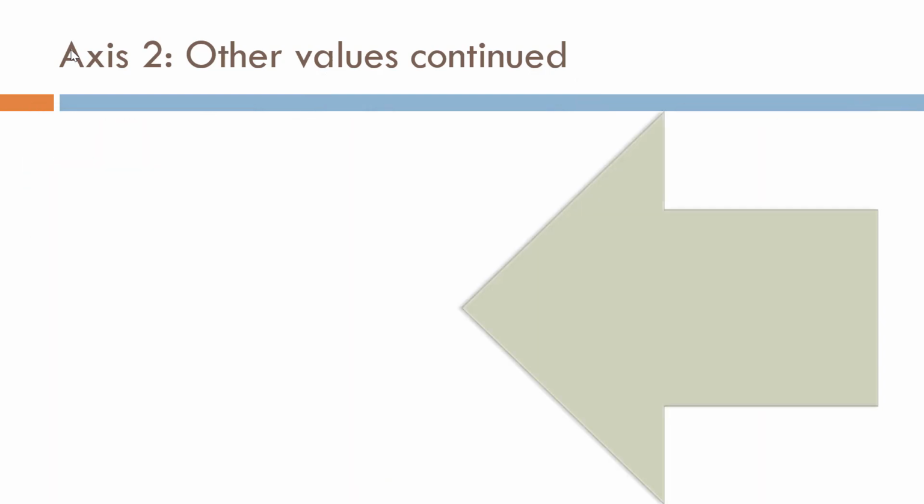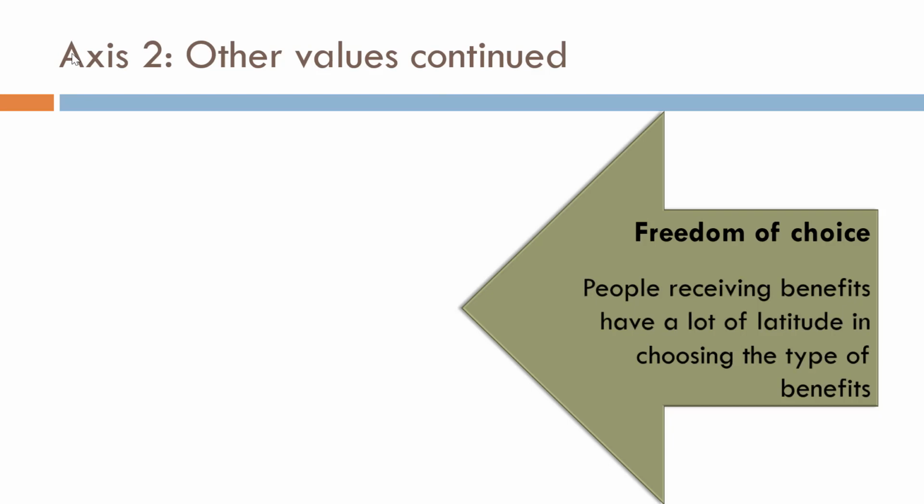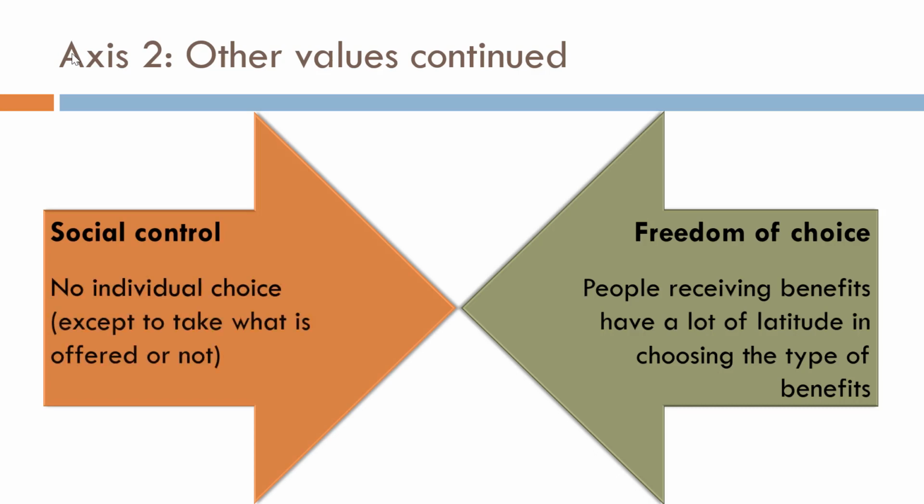Another value has to do with freedom of choice versus social control. So, what is freedom of choice? This involves the idea that the people who are receiving benefits can have a lot of choice in choosing the type of benefit. Although it's more like the people who are delivering the benefit, the agency or what have you, is given the freedom of choice by the policy, versus social control, where there's no individual choice except to take what is offered or not.